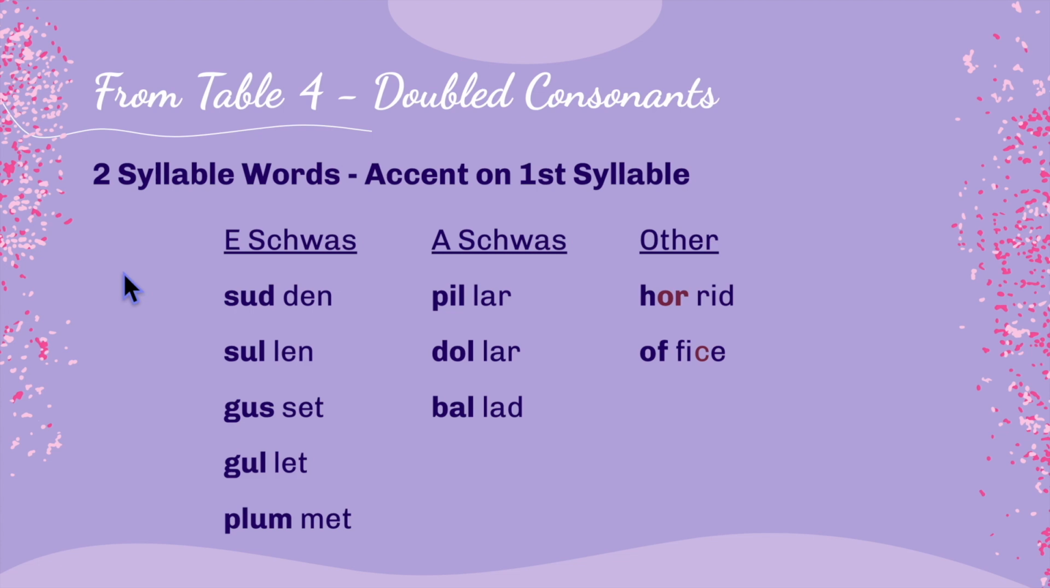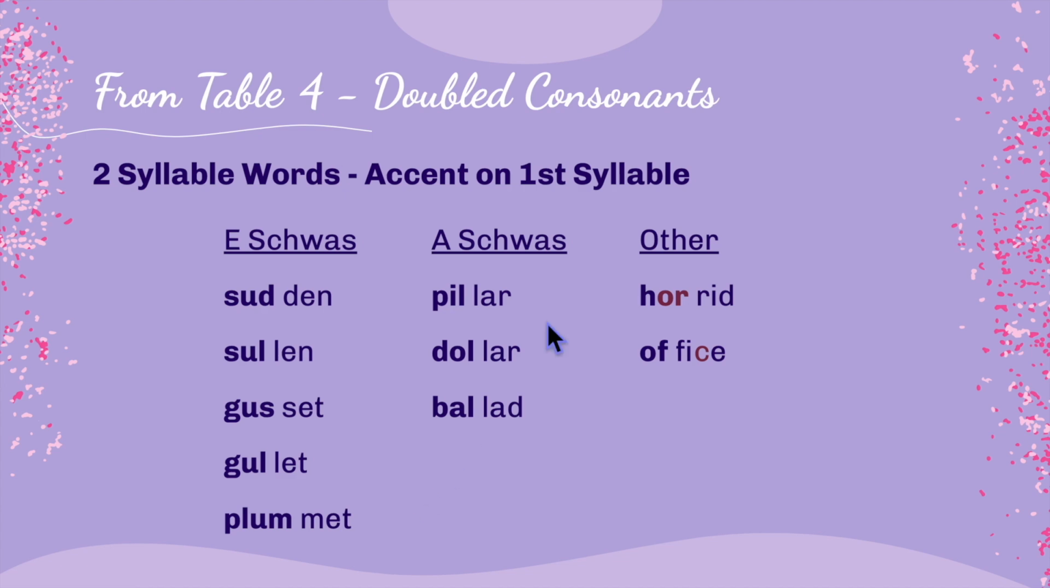Here we have more words. In all of these words, the first syllable is accented, so the vowel in the middle is going to have its clear short sound, except for OR, which is going to have or. And our last syllable is not accented. In these words, the E is going to schwa. In these words, the A will schwa. Sudden, sullen, gusset, gullet, plummet.